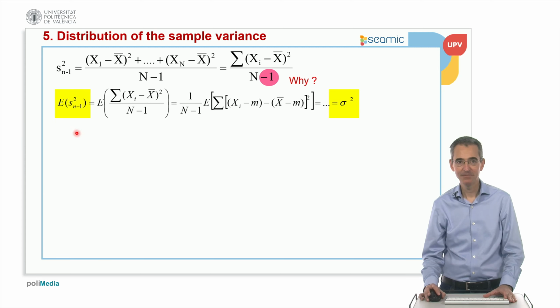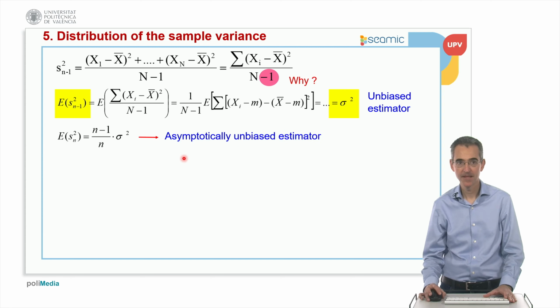Well, the mathematical expectation of this sample variance with this formula, I mean dividing by n minus 1, can be demonstrated mathematically to be exactly the population variance. So it's an unbiased estimator. But if we divide by n, which I'm representing here with a subindex, the mathematical expectation is n minus 1 divided by n multiplied by the variance. So it means that it is an asymptotically unbiased estimator.